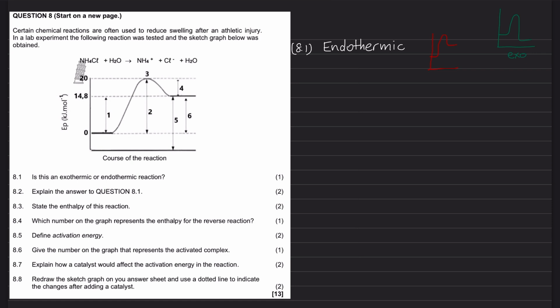Okay. Now, next question reads, explain the answer to question 8.1. So why are we saying that this is an endothermic reaction? The reason is because the energy of the products is greater than the energy of the reactants.